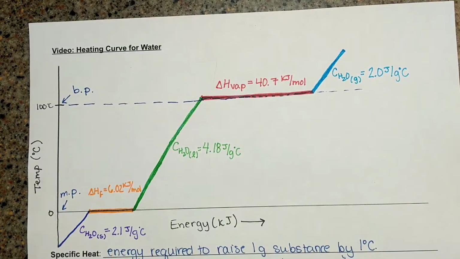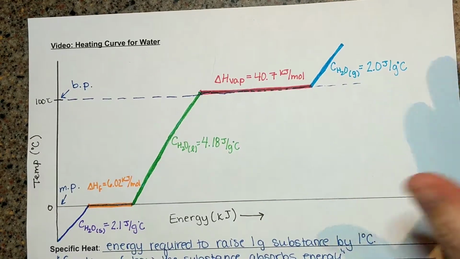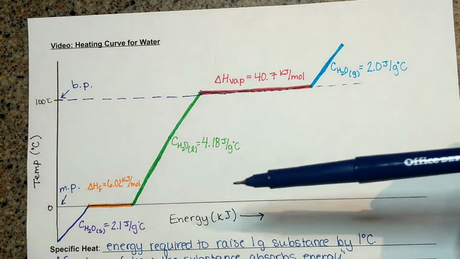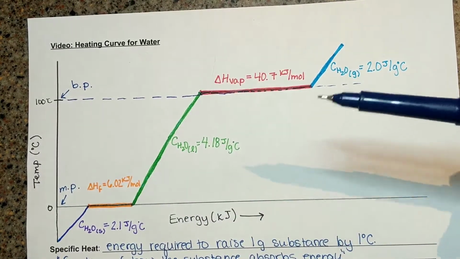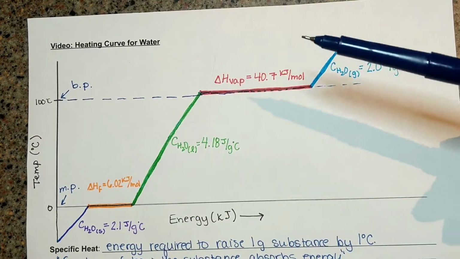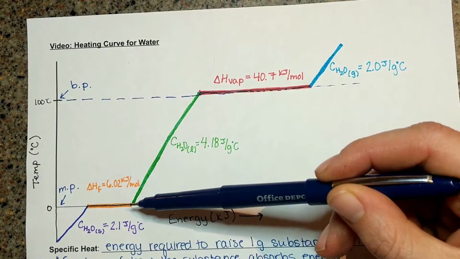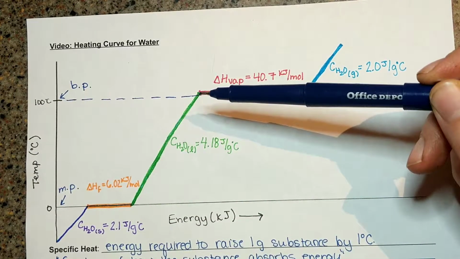This video is on the heating curve of water for AP Chem. So last year in chemistry, you learned about the heating curve for water and the different calculations you can do to determine energy required to take water from different phases at different temperatures. So we know that water melts and freezes at 0 degrees Celsius. We know that it boils and condenses at 100 degrees Celsius.